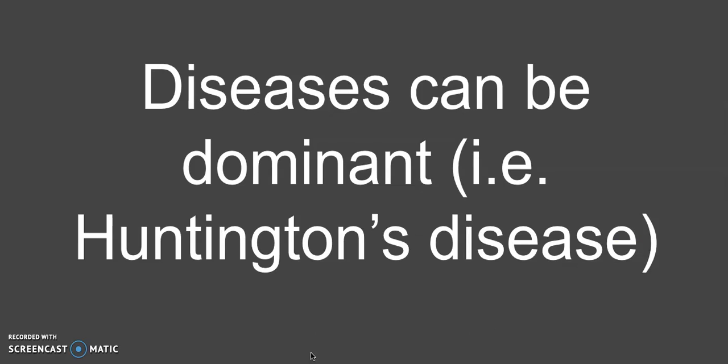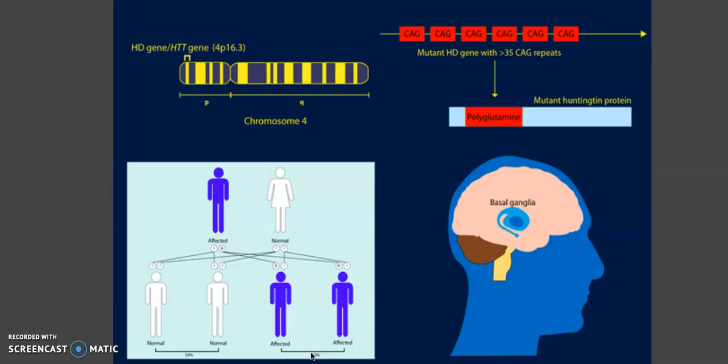So diseases can be dominant, like Huntington's disease, and this works much the same way as the example that we just gave. Huntington's disease, which you might be familiar with, is really devastating, and it's a dominant disease, meaning that if you get an allele from either parent, then you are going to be affected. A Huntington's disease allele.